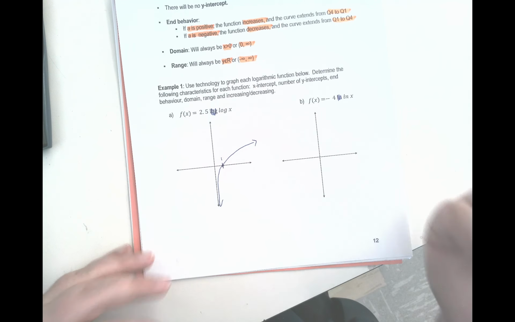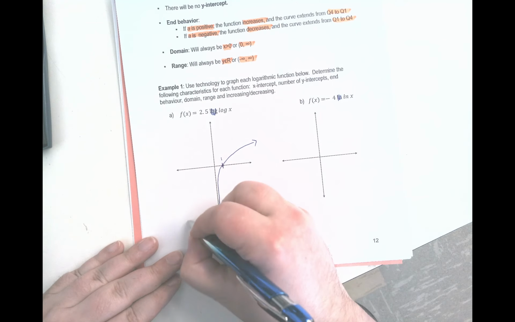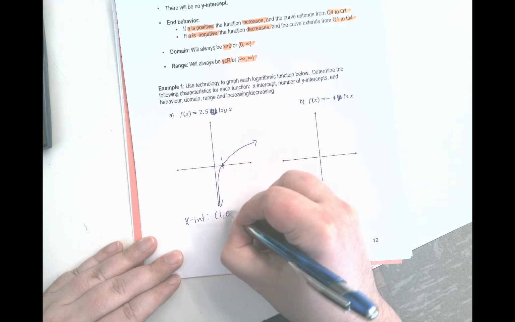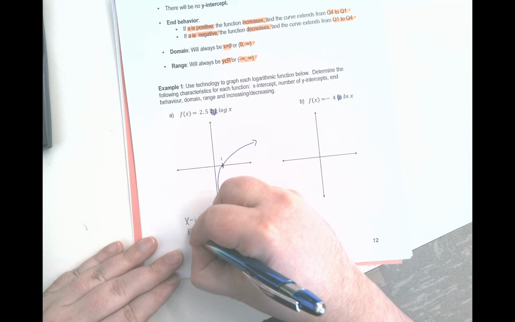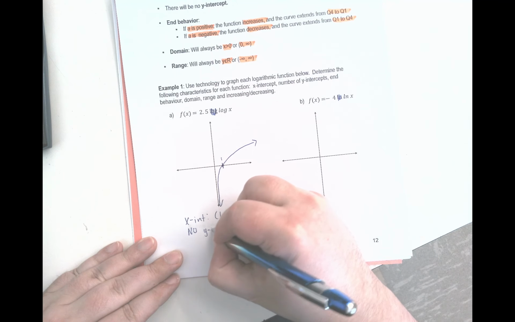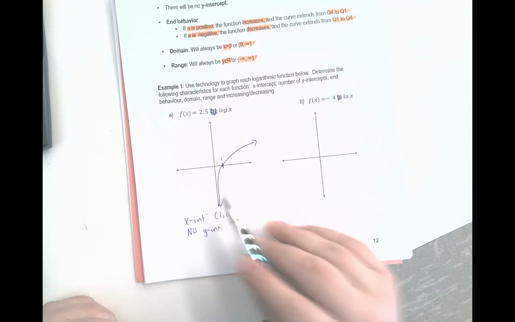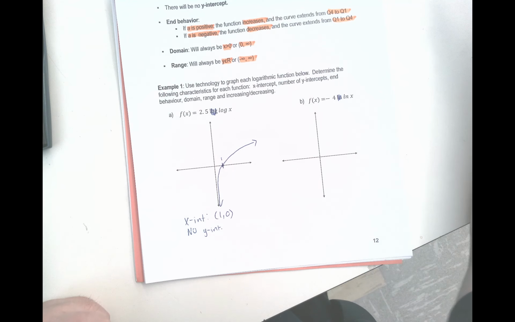So we're going to determine each of the following characteristics. My x-intercept we saw was at (1, 0). There is no y-intercept, and there never will be, at least in this course. Once you get to pre-cal, there would be some transformations that could lead it to get to a y-intercept. But for our purposes in this course, there will not be a y-intercept.